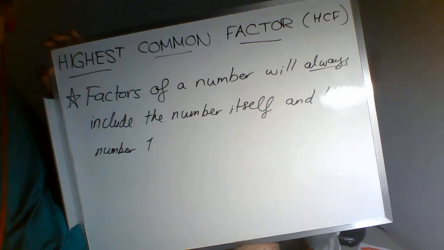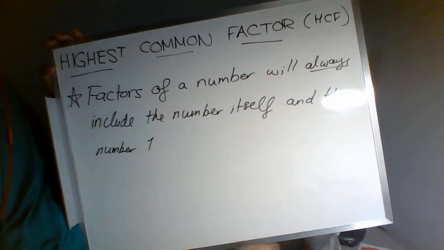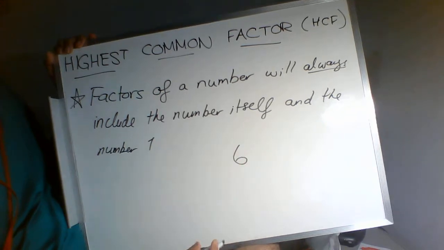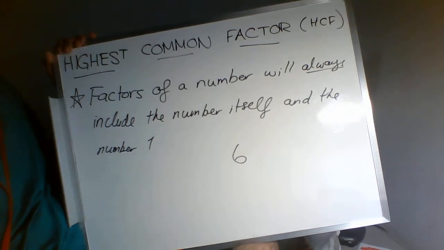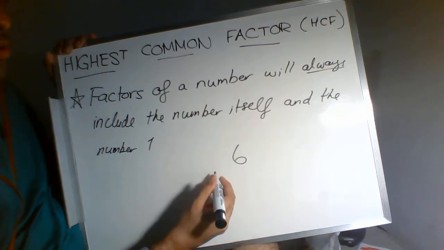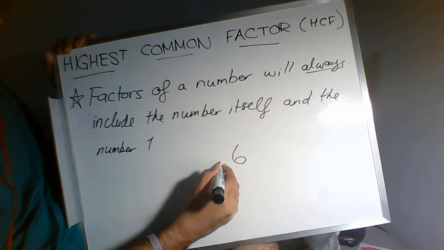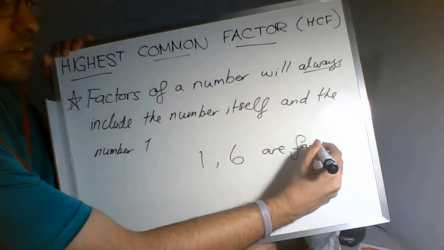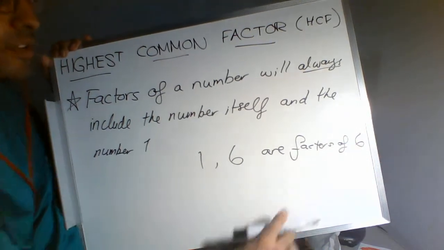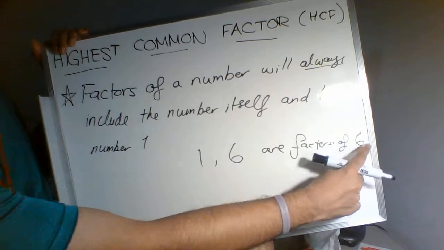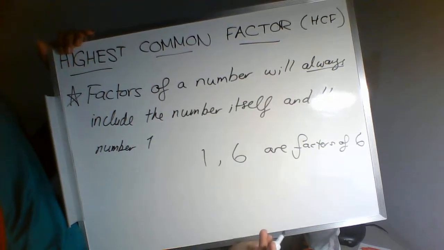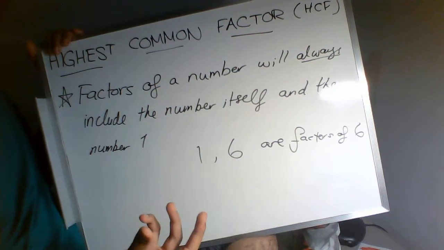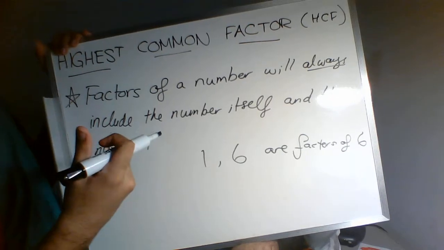Alright, so this is another important thing to note about factors: if you're dealing with the factors of any number, whether it's, let's say, 6, then you might find other factors as well, but factors of 6 are also going to include the number itself, which is the number 6, and the number 1. So 1 and 6 are factors of 6. And you can replace this 6 with anything. So you could talk about the number 13, or 17, or 25. 1 and the number that you're dealing with are always going to be factors of that number that you started with.